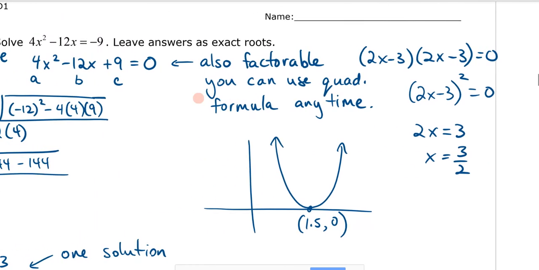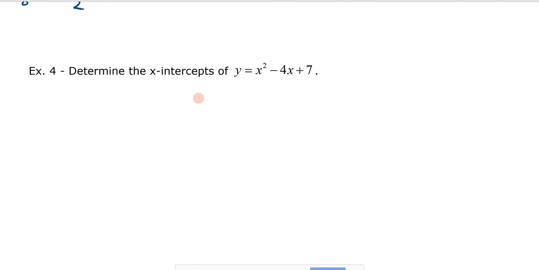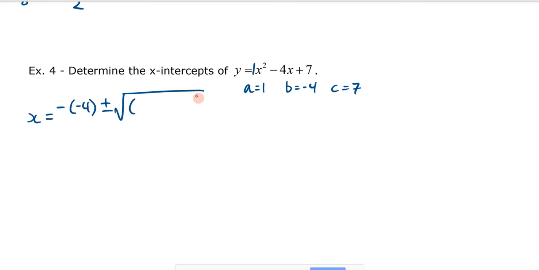Okay, let's do one more. Determine the x-intercepts of y equals x squared minus 4x plus 7. Don't forget there's the invisible 1. Okay, so a is equal to 1, b is equal to -4, and c is equal to positive 7. Okay, if I take the quadratic formula and try to solve this, so x equals negative b, so negative of -4, plus or minus the square root of b squared, which is -4 squared, minus 4ac, so 4 times a, so 4 times 1, times c, which is 7, and all of that divided by 2 times 1.